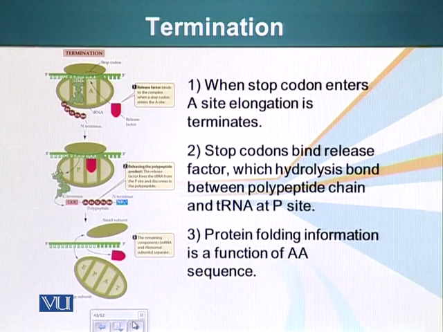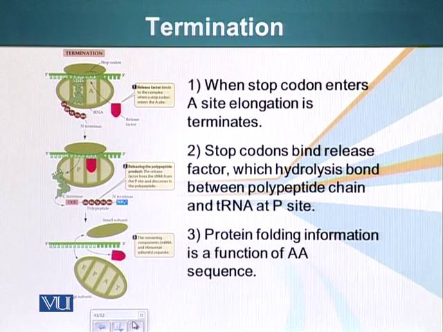When the stop codon enters the A site, elongation is terminated. This codon does not have any corresponding tRNA. This codon instead binds another factor that allows the final protein product, the polypeptide, to be cleaved off and released in the cytoplasm.